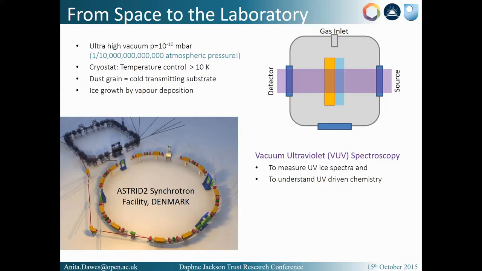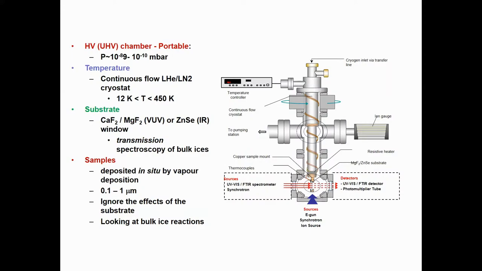Again, this is just to show the type of systems we have, for those of you who are experimentalists. It's quite a simple system. As I say, you have the high vacuum conditions. You have your cryostat, continuous flow, closed cycle now. The substrates we have to put the ice on top of have to be either UV or infrared transmitting. So for UV studies, that's calcium or magnesium fluoride. For infrared, it tends to be typically zinc selenide. We deposit the samples and we look at the chemistry.